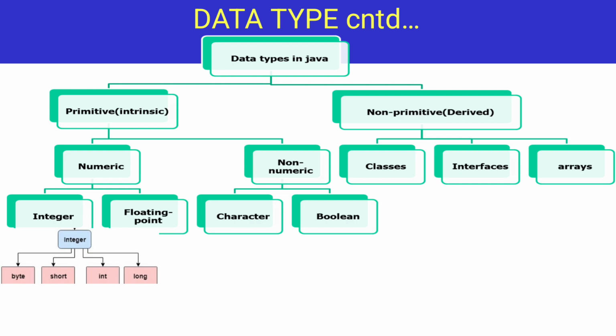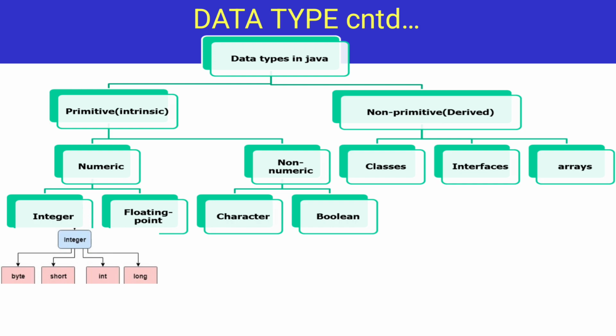First we talk about the primitive data type. Primitive data type is also known as a primary data type, or we can say a predefined data type. The predefined or primitive data type is divided into two categories, that is numeric or non-numeric. Numeric is also divided into two parts, that is integer and floating point number. The integer is again divided into four parts, that is byte, short, int and long, and the floating point number is also divided into two parts, that is float and double.